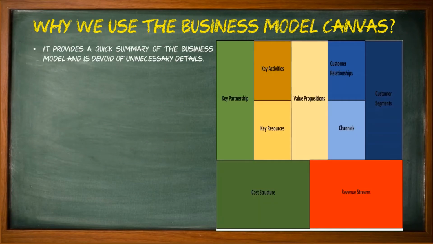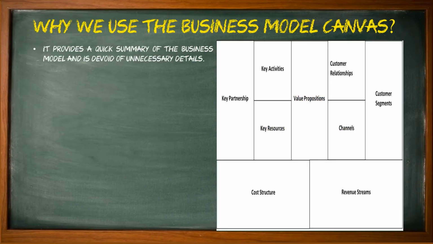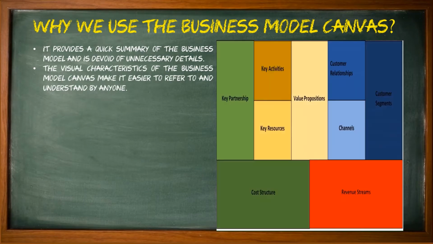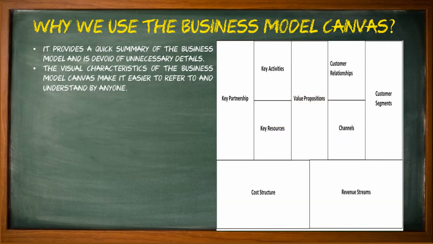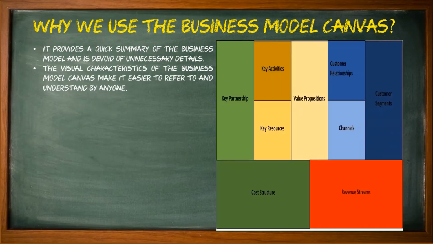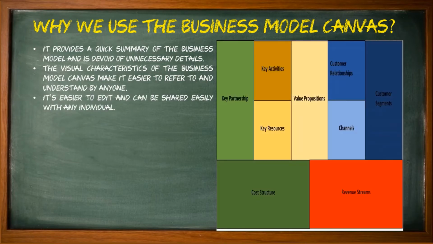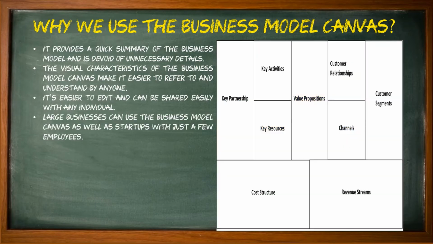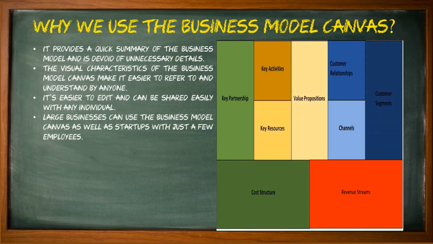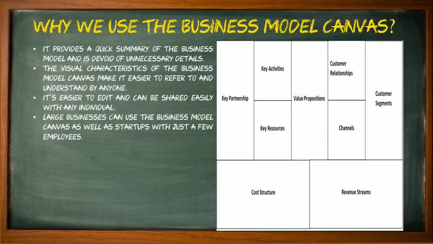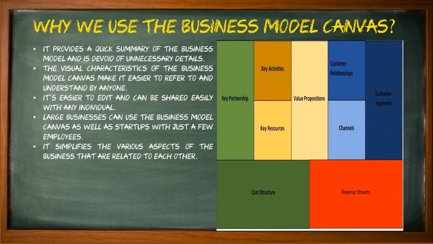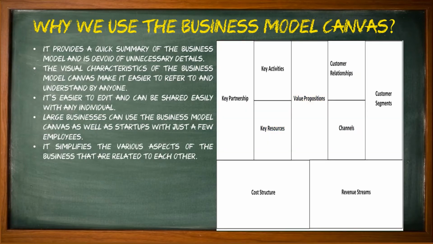It provides a quick summary of the business model and is devoid of unnecessary details. The visual characteristics of the business model canvas make it easier to refer to and understand by anyone. It's easier to edit and can be shared easily with any individual. Large businesses can use the business model canvas as well as startups with just a few employees. It simplifies the various aspects of the business that are related to each other.